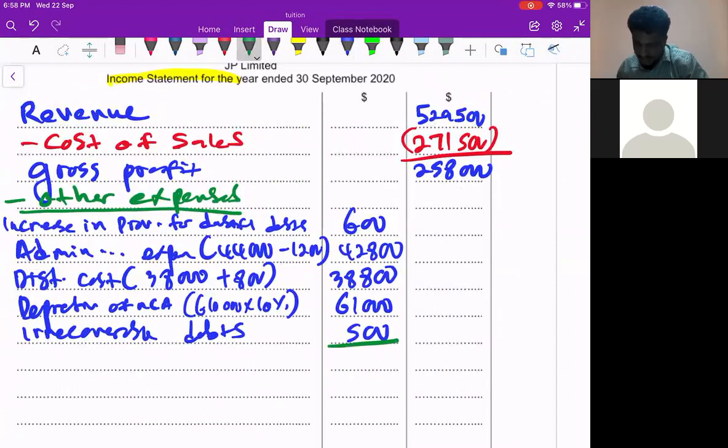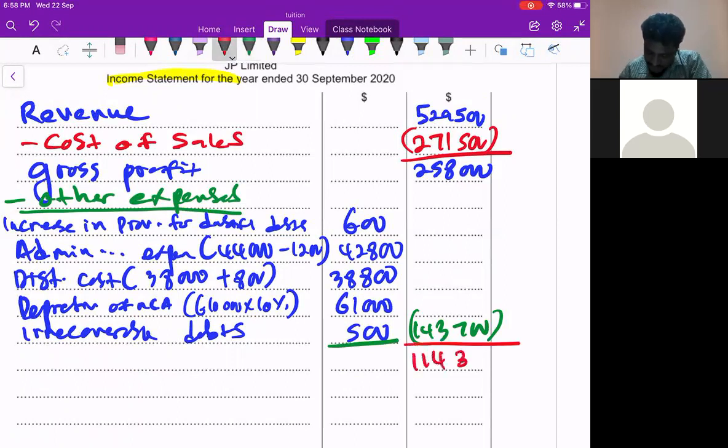Right here, how much? 600, 42,800, 38,800, 61,500, 143,700. You take 258,000 minus the answer, you get 114,300. 114,300 is my profit from operation.